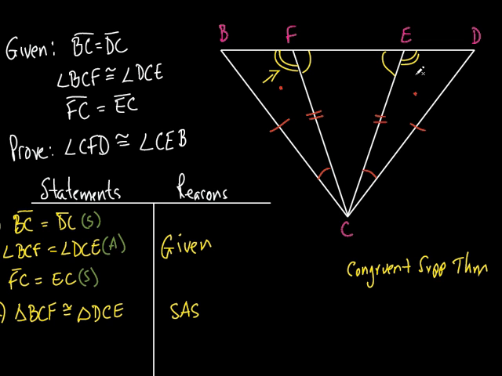I want to go for this angle right here. I want to say that these two angles are equal to each other. So let's write that down. And what do we call that angle? BFC. So let's call it angle BFC is going to be equal to angle DEC. And what's my reason for that?